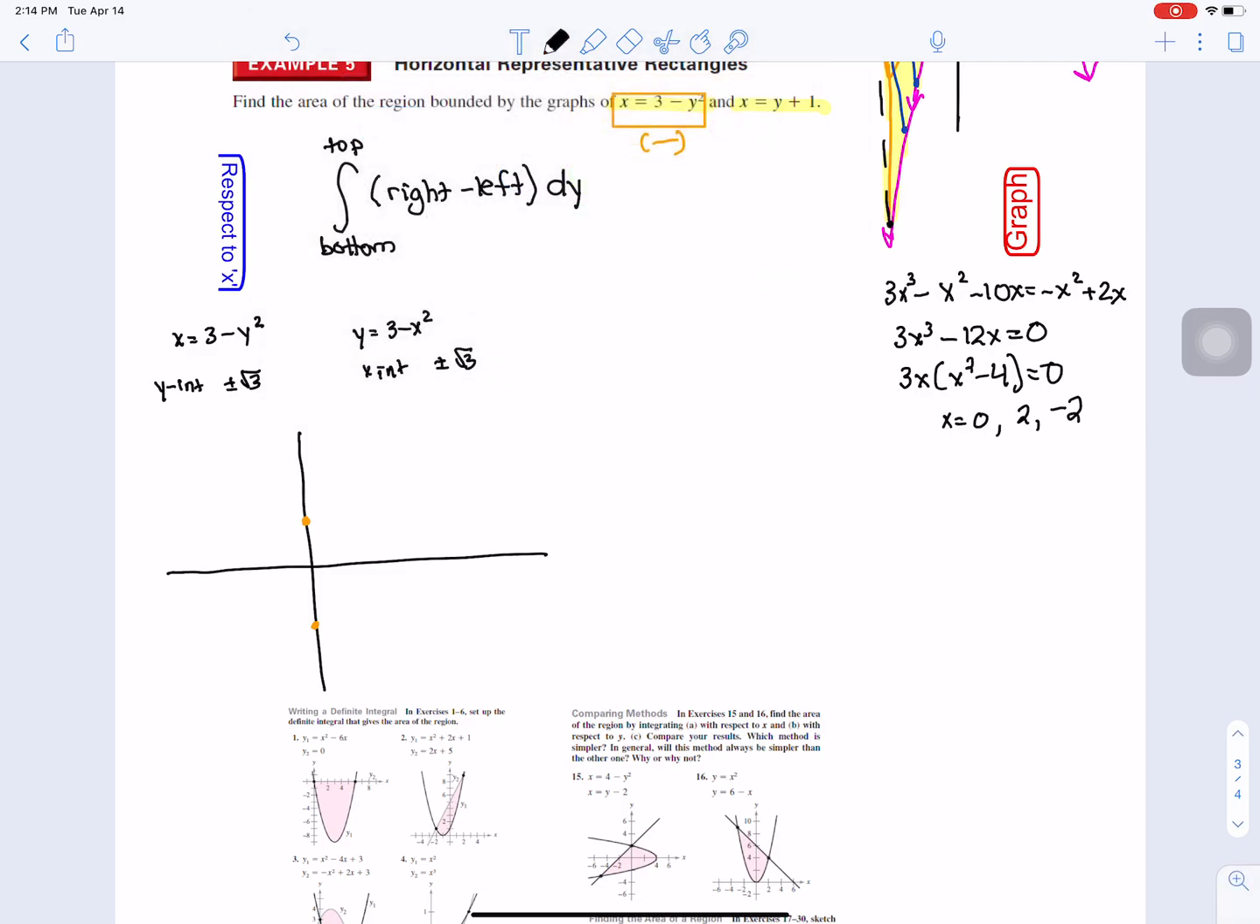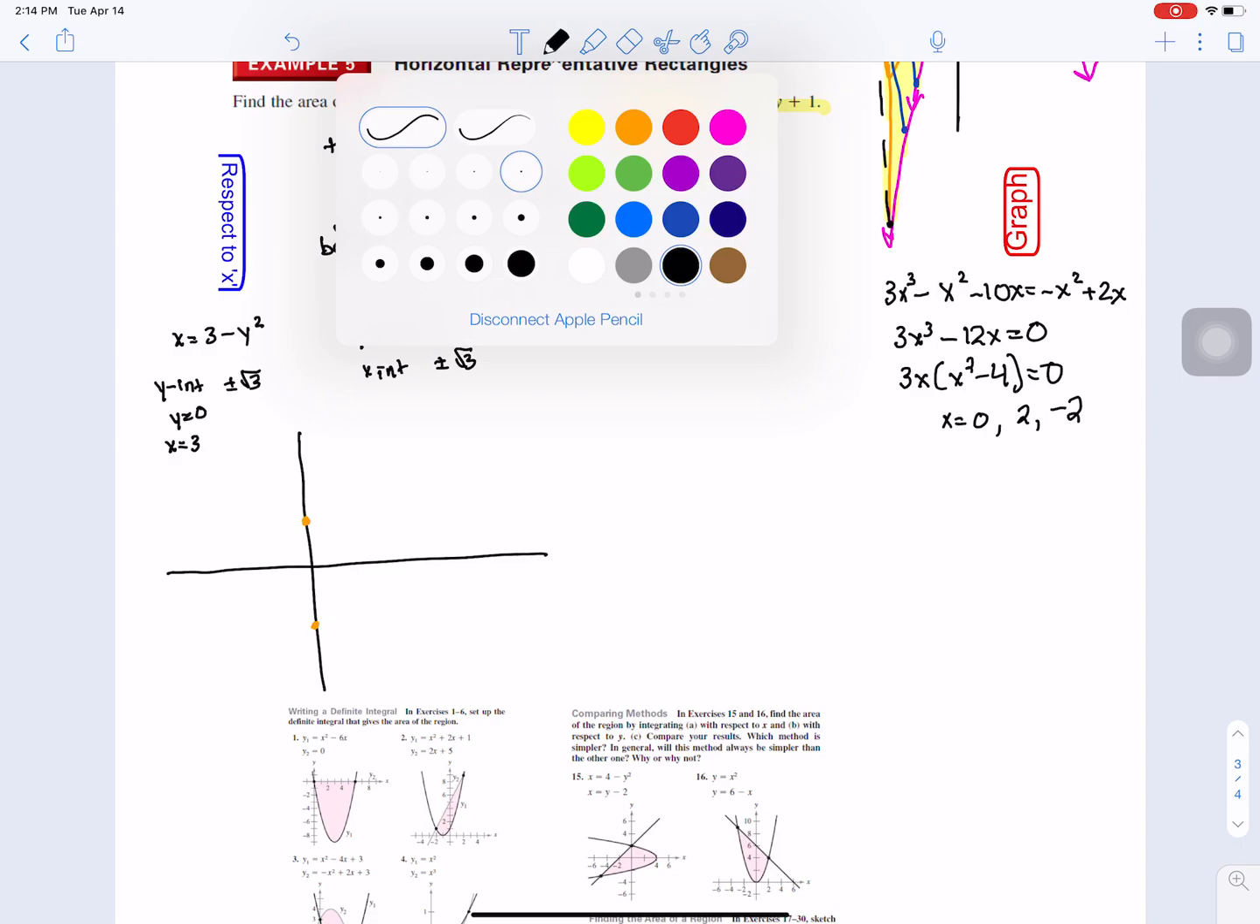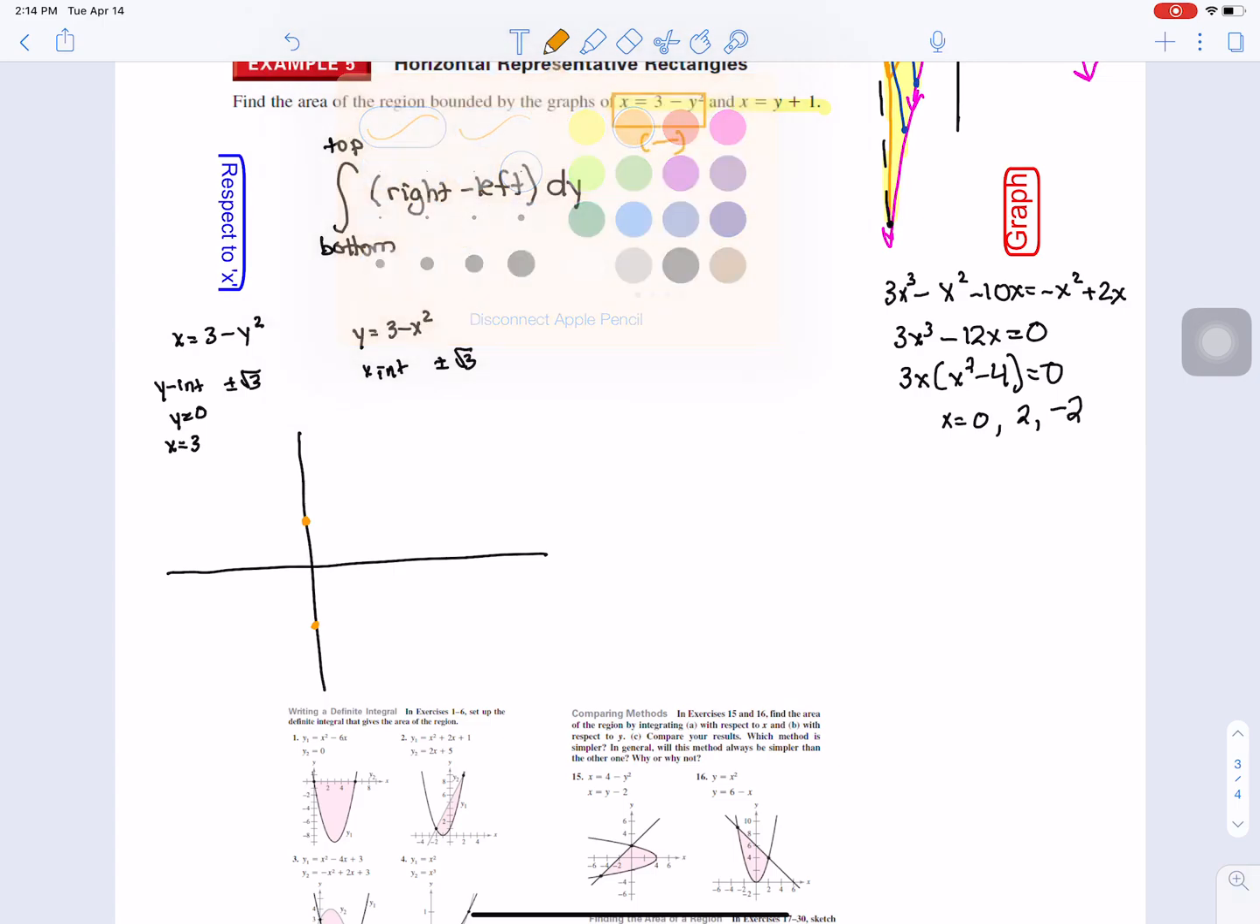Now I want to decide where is one other point on this graph. So if y equals 0, and I isolate for x, x is equal to 3. So I'm going to plot that one more point. When x is 3, y is 0. So that's right over here. So I know that my graph is going to open right to left. So there's my parabola.